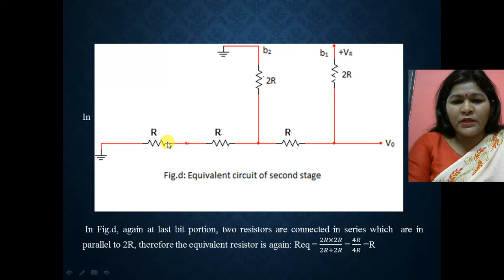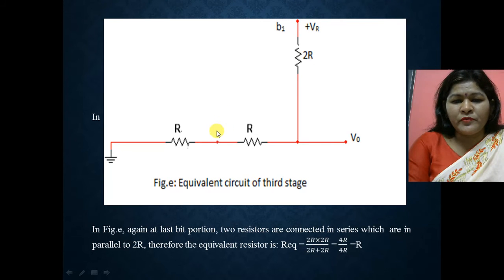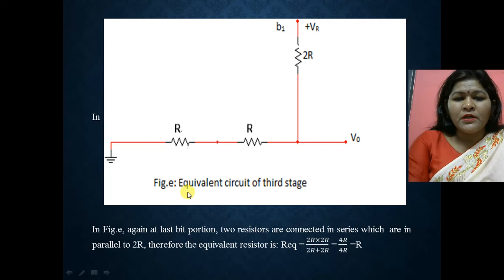R, again this is connected in series, and these R plus R are connected in parallel to 2R. So again we will find the equivalent resistance, which becomes R. So here again we will draw the circuitry of figure C, D. So this is figure E, the equivalent circuit of the third stage.